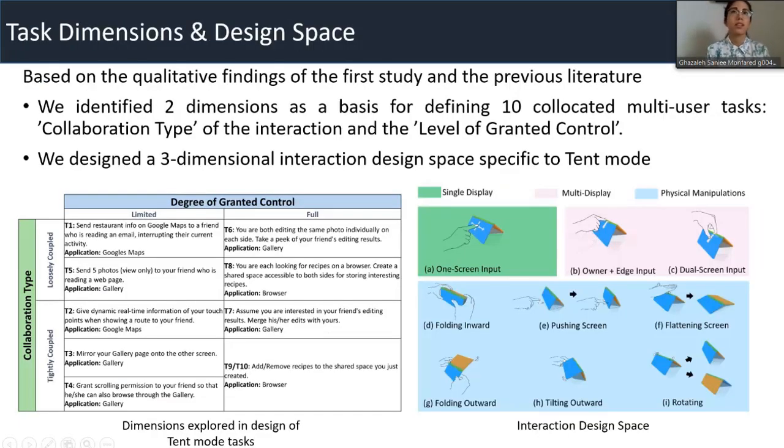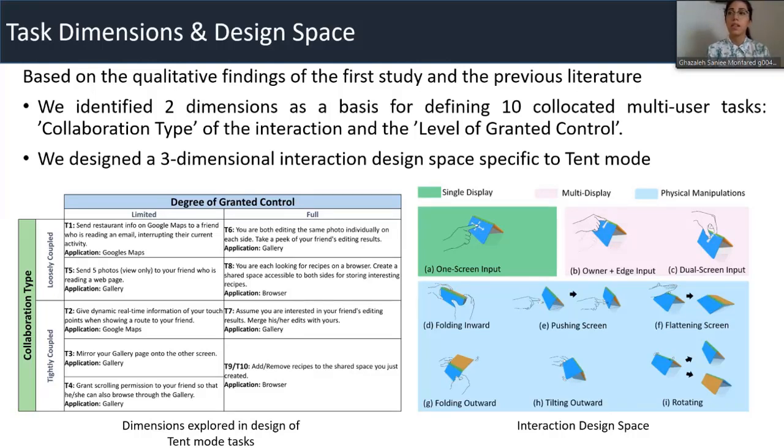Based on the qualitative findings of the previous study and also the prior literature, we identified basically 2 dimensions as the basis for defining 10 collaborative collocated multi-user tasks. And these two dimensions are basically the collaboration type and the degree of the granted control. So the collaboration type basically is either a tight collaboration or a loose collaboration. That's defined by the degree to which the two users are operating on the same activity.